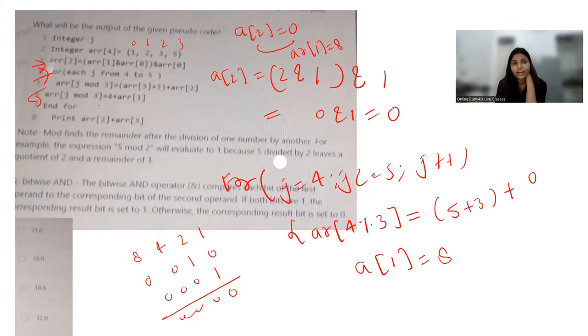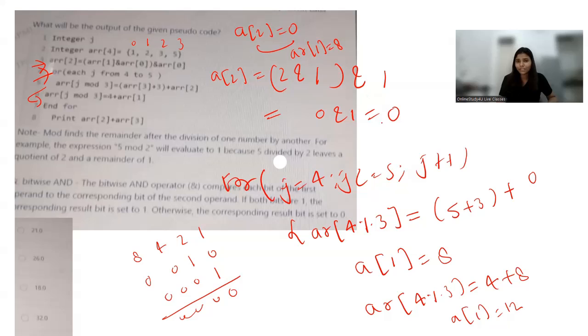Now we will update array of j mod 3 again. So again the same thing will happen. j is 4. 4 mod 3 equals 1, so 4 plus array of 1. Array of 1 was 8 till now, right? So we will update here now. It will become 12. Now array of 1 has been updated to 12, and I am updating here array of 1 equals 12, and array of 2 was 0 only, right? And I am erasing all of the other stuff because I need to solve it further.